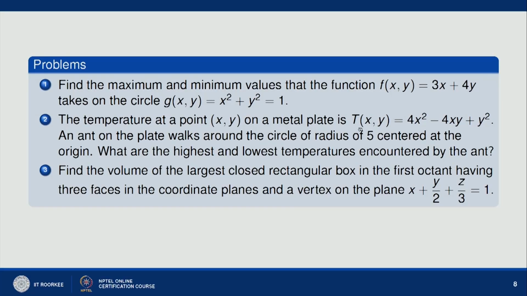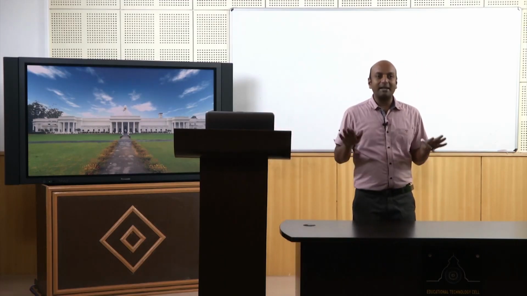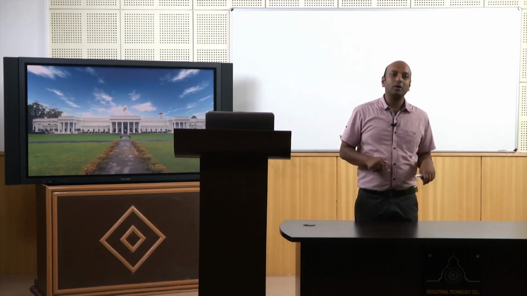So, let us try to solve problem 2. The temperature at a point x y on a metal plate is given by T of x y equal to 4x square minus 4xy plus y square. An ant on the plate walks around a circle of radius 5 centered at the origin. So, we have to find the highest and the lowest temperatures encountered by the ant. So, you have a metallic plate, the temperature of the metallic plate is governed by that expression, and the ant is moving on that plate following a circular path.